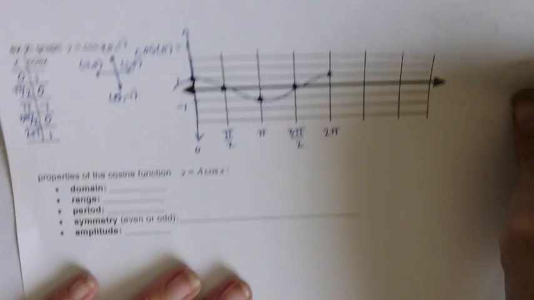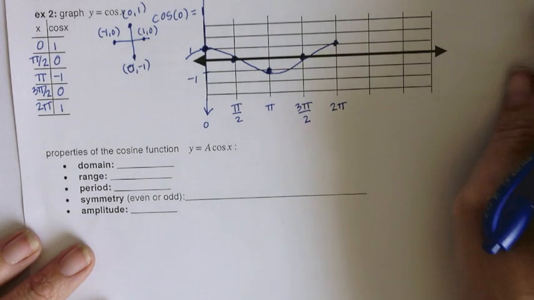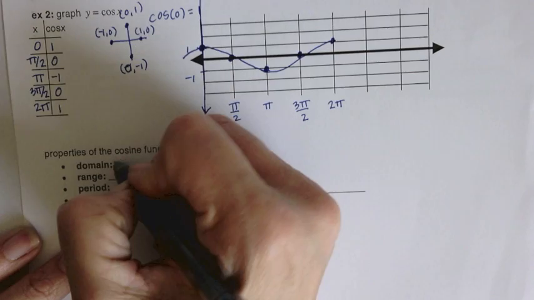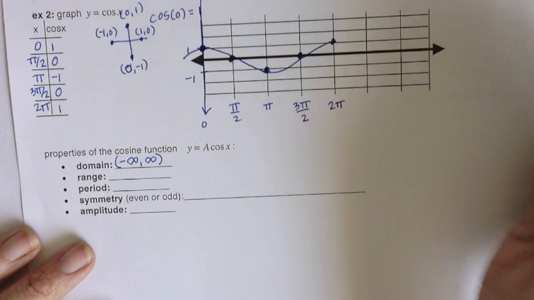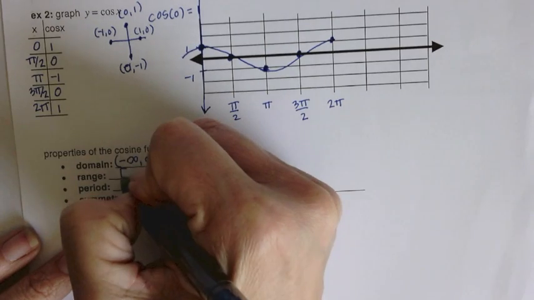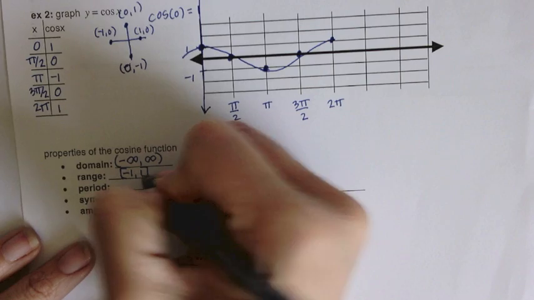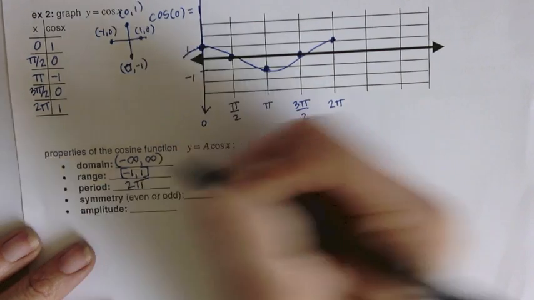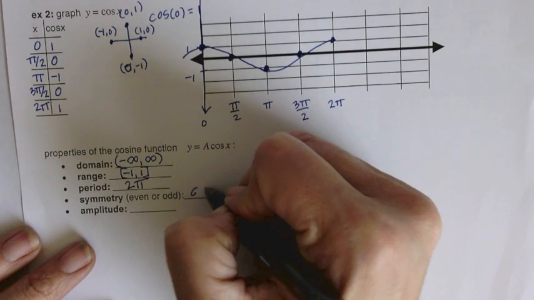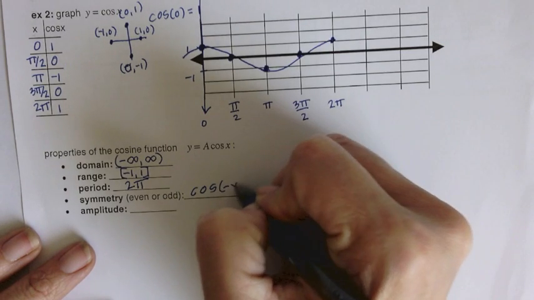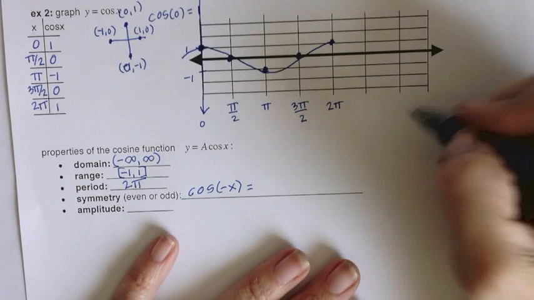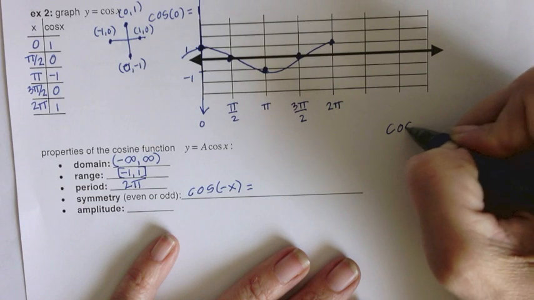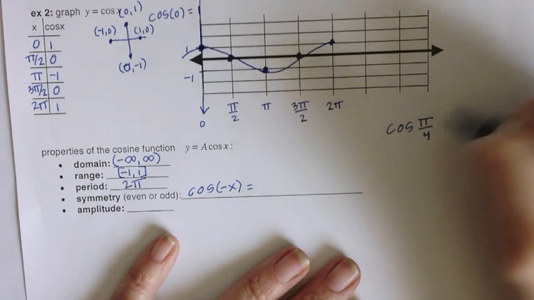So let's get some of these characteristics down for cosine of x. The domain is negative infinity to infinity. It does keep going. The range is from -1 to 1. The period is 2 pi. And cosine, let's see if we can answer this question. What kind of symmetry does cosine have? So let's do the same check that we did for sine.